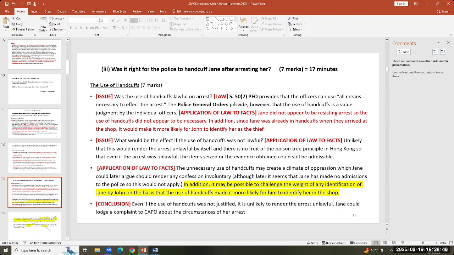But if there is a confession, maybe we can use the use of handcuffs to argue that her confession was involuntary. Maybe if there's a question of identification, we can use it to challenge the weight to the identification. She may be able to lodge a complaint to CAPO about the circumstances of her arrest, but it's not going to render the search and seizure of the shampoo and the soap unlawful or those items inadmissible.